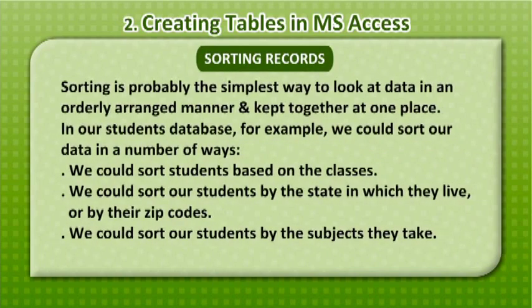Sorting records. Sorting is probably the simplest way to look at data in an orderly arranged manner and kept together at one place. In our students' database, for example, we could sort our data in a number of ways. We could sort students based on the classes. We could sort our students by the state in which they live or by their zip codes. We could sort our students by the subjects they take.